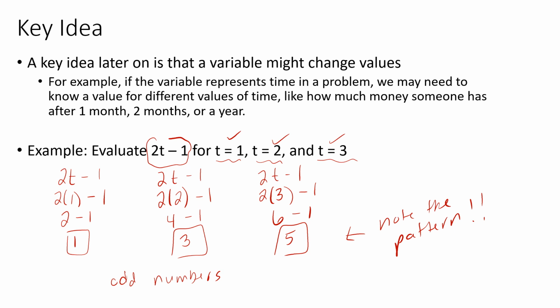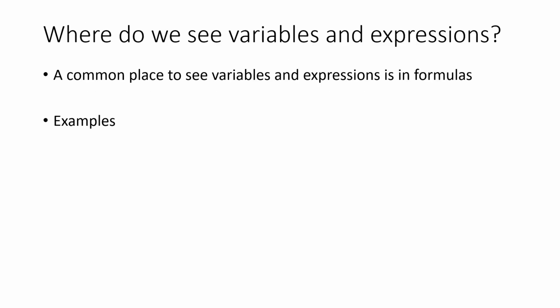Okay, just make a note of that because algebra is going to be all about patterns. And so if you change the value that you're plugging in for the variable in some kind of predictable way, like say 1, 2, 3, 4, you should notice that the evaluation of the expression also changes by a predictable pattern. In this case, the odd numbers.